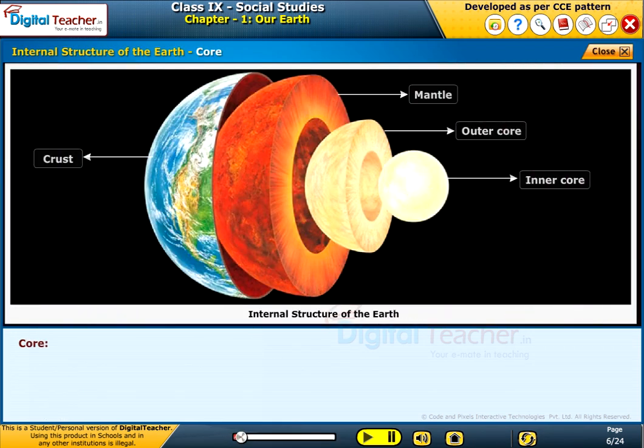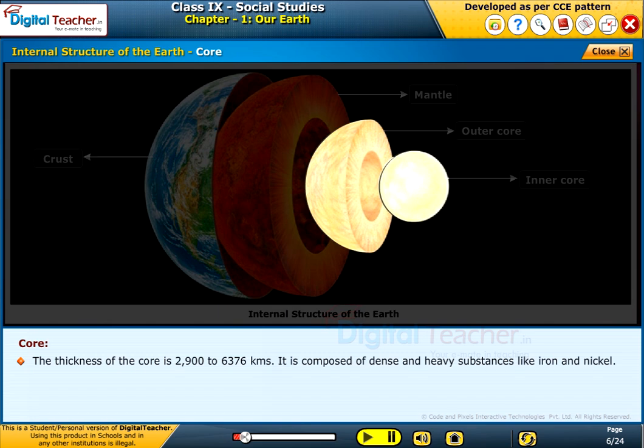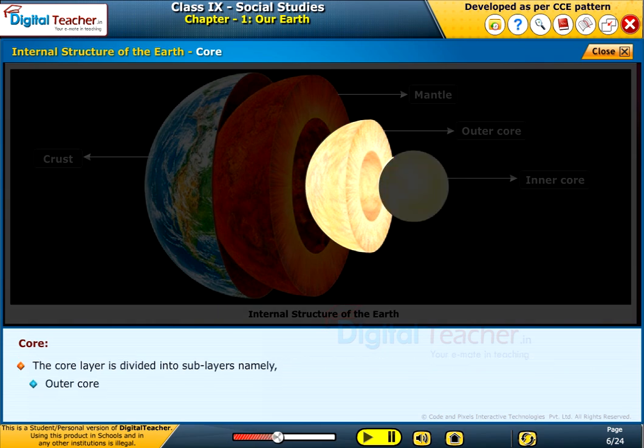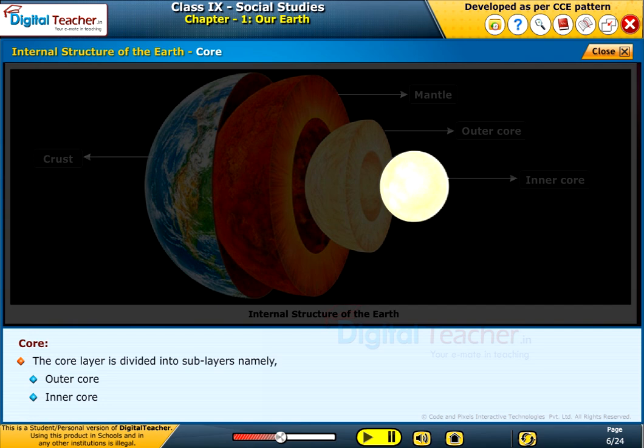Core. The thickness of the core is 2,900 to 6,376 kilometers. It is composed of dense and heavy substances like iron and nickel. The core layer is divided into sublayers, namely outer core and inner core.